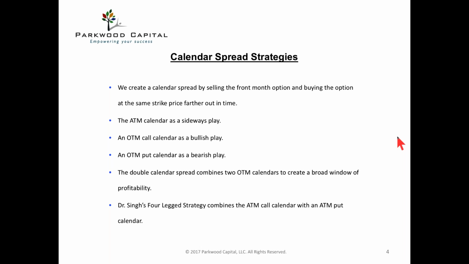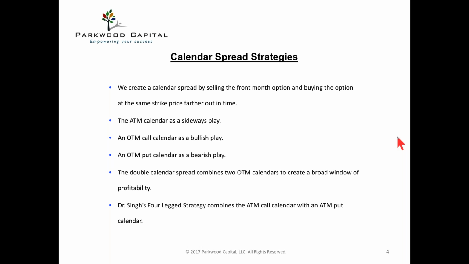First of all, let's explain what a calendar spread is, because the four-legged strategy is actually an innovative approach combining a couple of calendar spreads. We create a calendar spread by simply selling the front month option, could be a call or a put, and then moving out to the next month and buying that option at the same strike price. But again, either a call or a put. If we do this at the money, meaning that we choose the strike price to be very close to the current stock price, then this is a classic sideways trade. We'll profit as long as the underlying stock basically trades sideways.